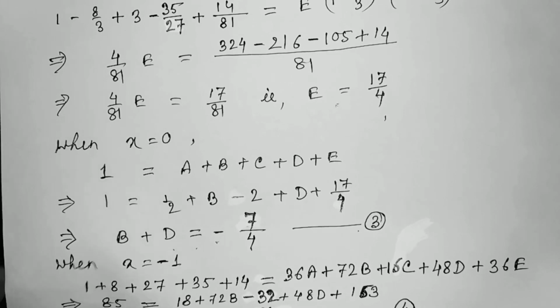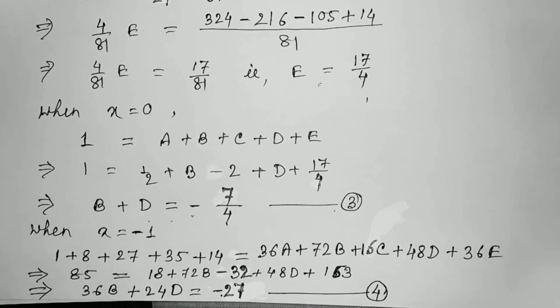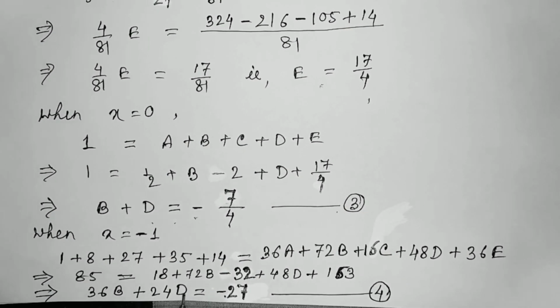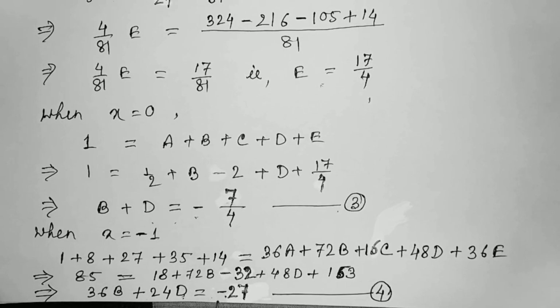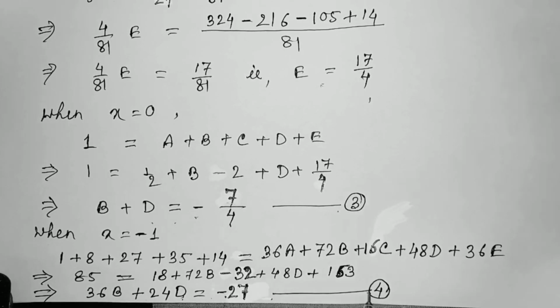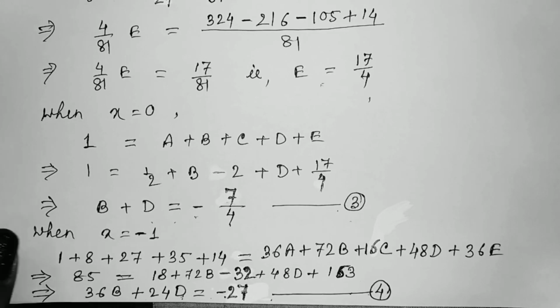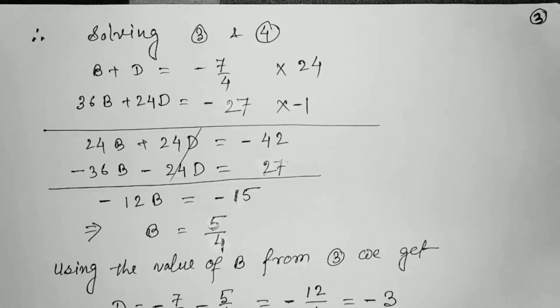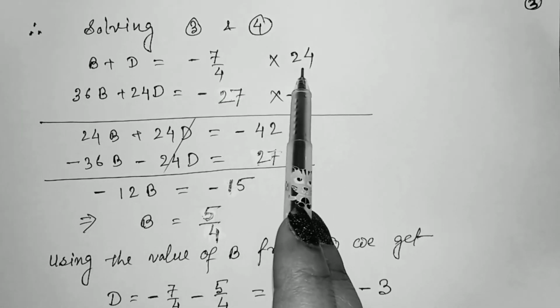And similarly, if we substitute x equals minus 1, then we get one more equation in terms of b and d, which is 36b plus 24d equals minus 27. We should term this one as equation number 4. Now if we solve equations 3 and 4, then we will find the values of b and d.